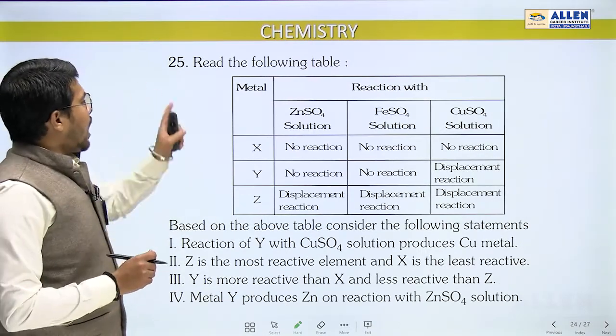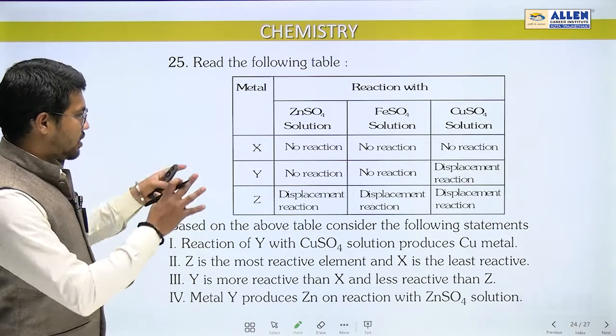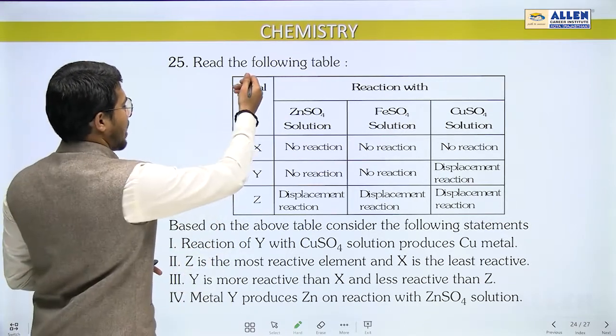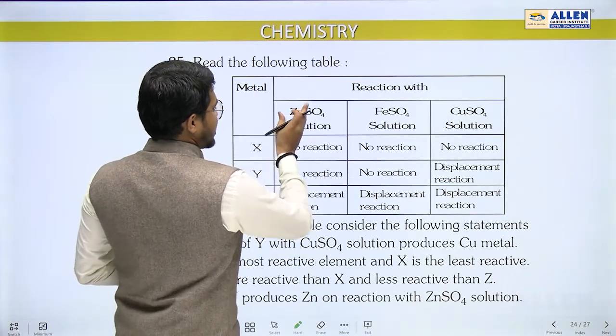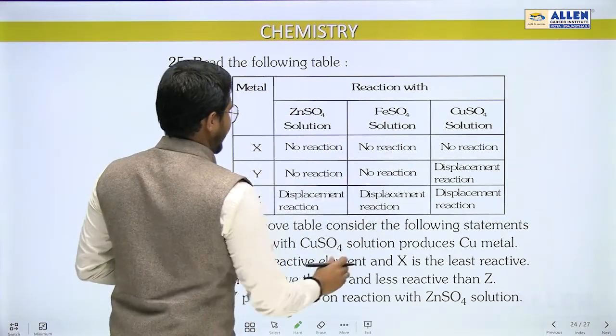See, it is saying read the following table. Okay, we have to read this particular table. We have been provided metals X, Y, Z, and the solutions zinc sulfate, ferrous sulfate and copper sulfate.